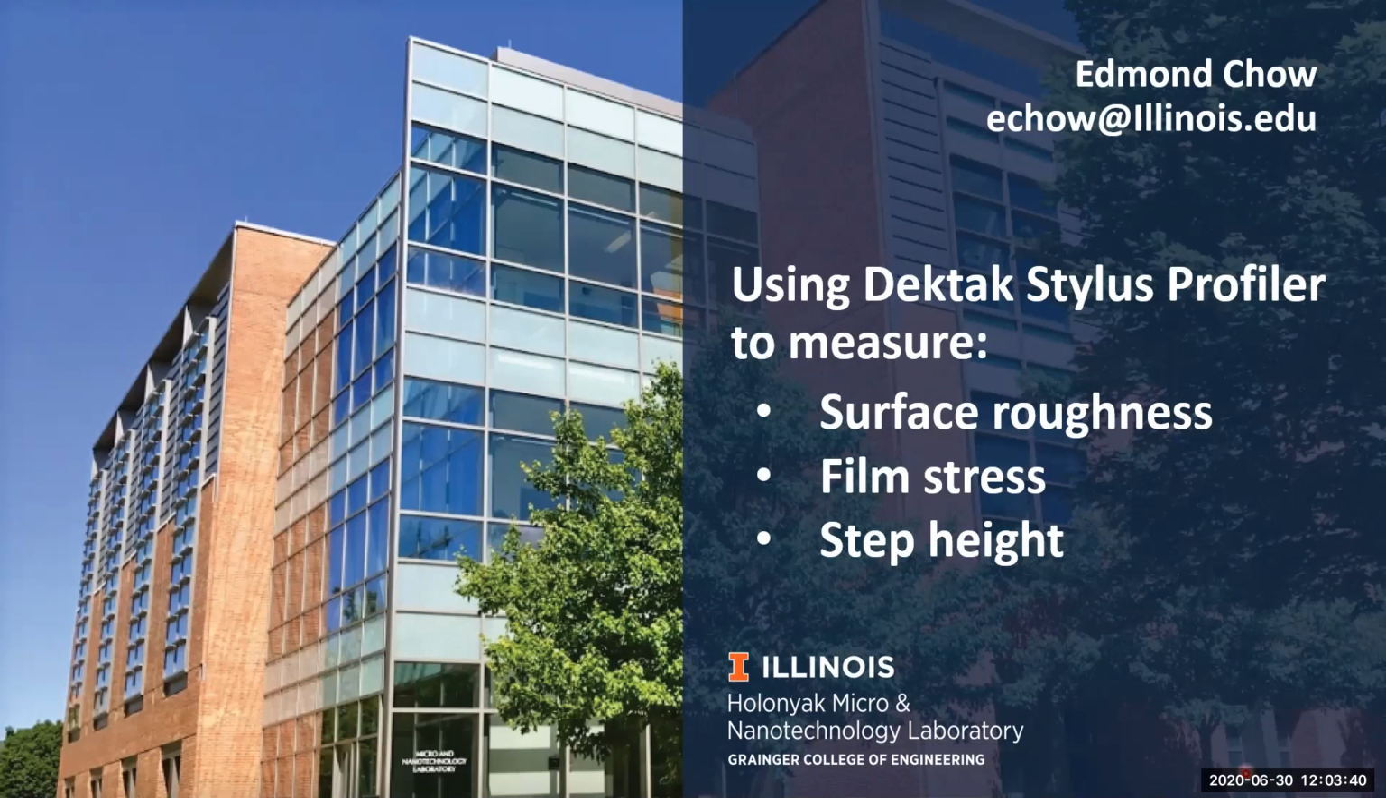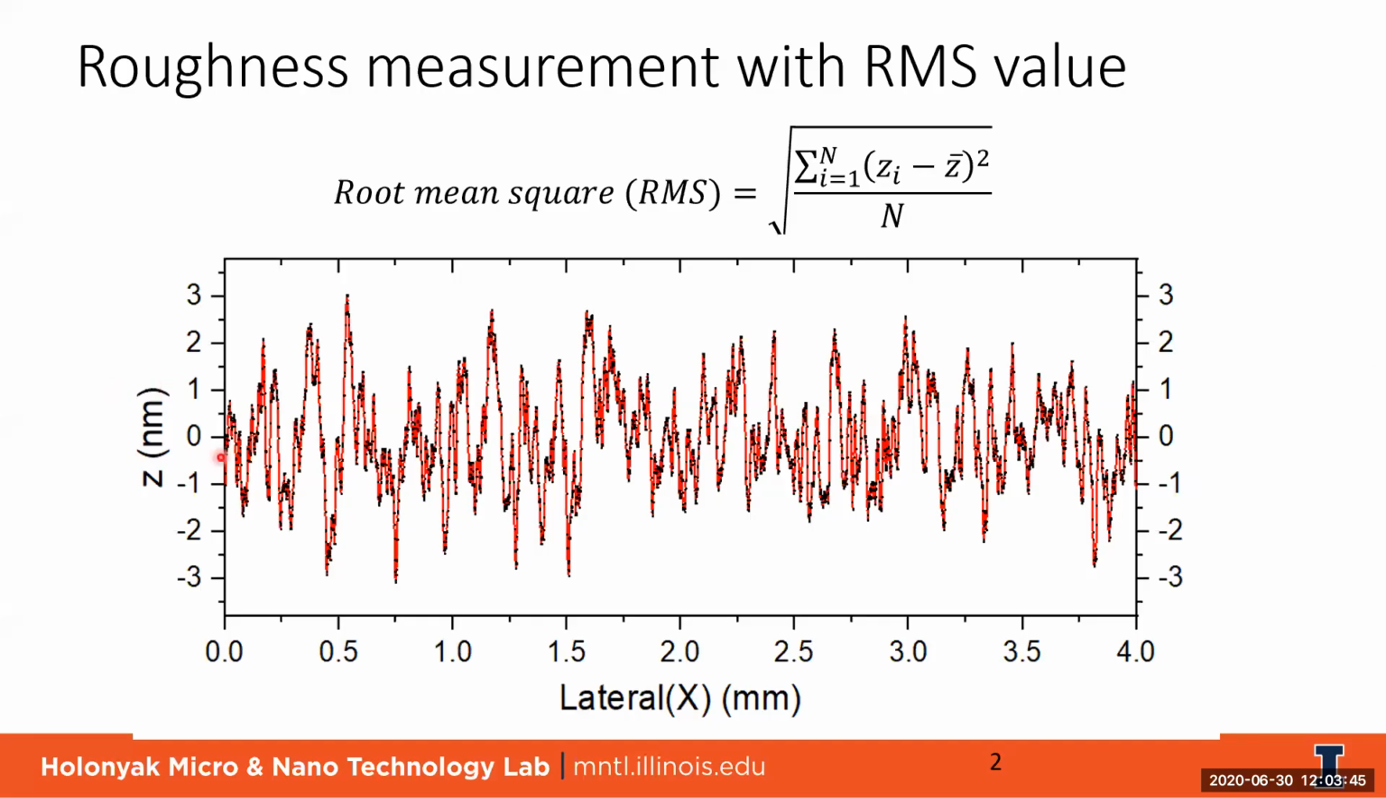to talk about surface roughness. So as most of you already know, typically we characterize the surface roughness by using the root mean square value. So shown here is a profile. Z is the height, and we scan in the X direction 4 millimeter. And you can see each data point represented by the black dot here.